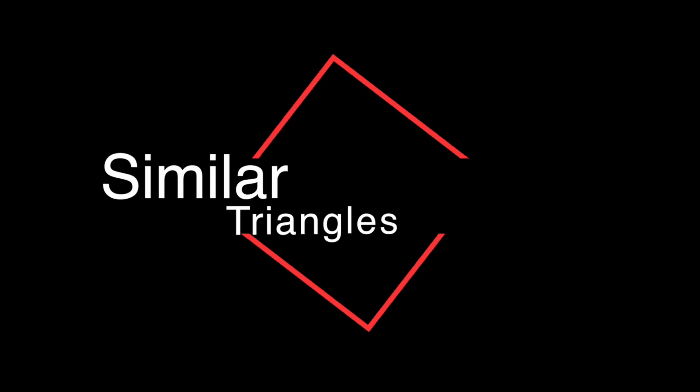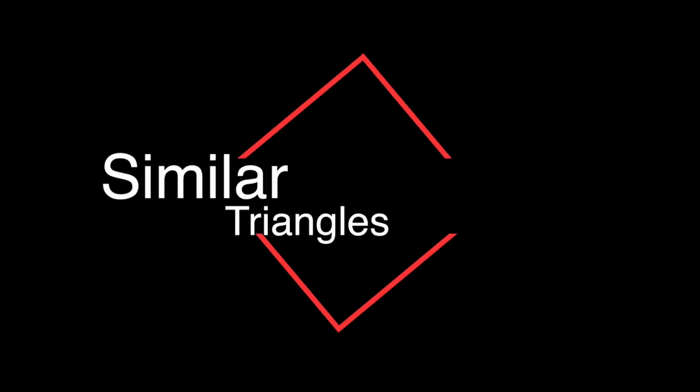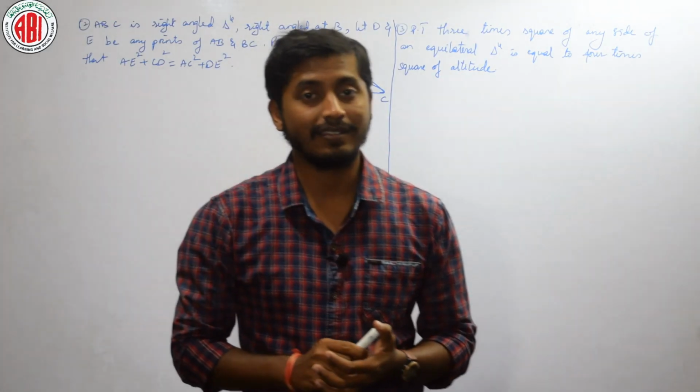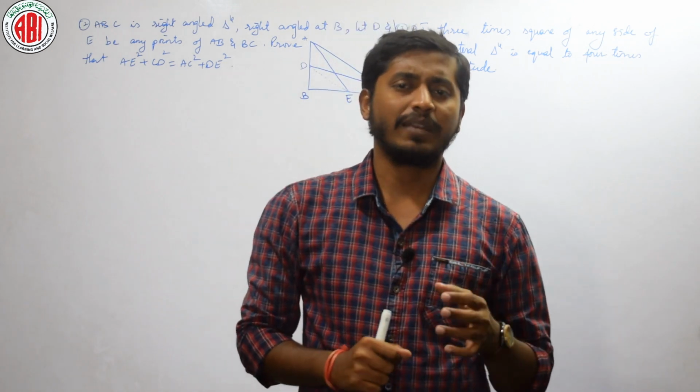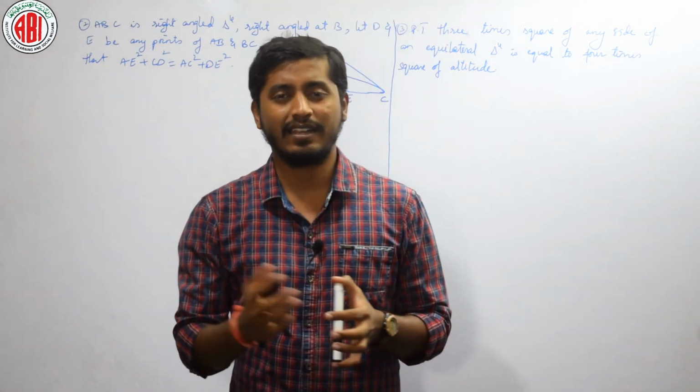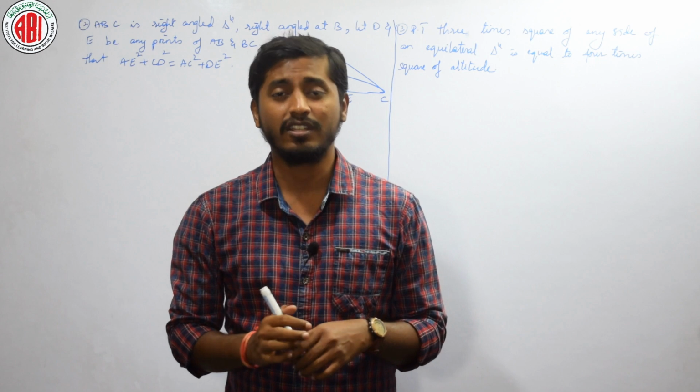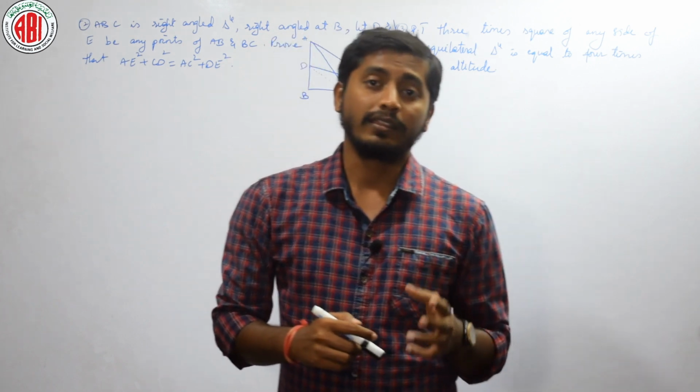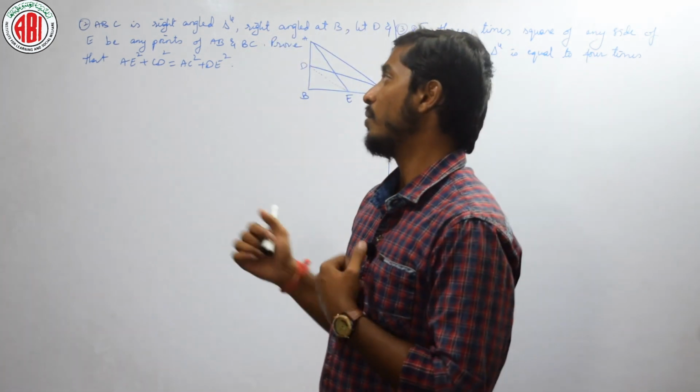We have started a discussion of similar triangles. In the last session we discussed the Pythagoras theorem. On that basis we solved a few examples and a few exercise problems. Let us continue with the Pythagorean theorem with a few more problems.